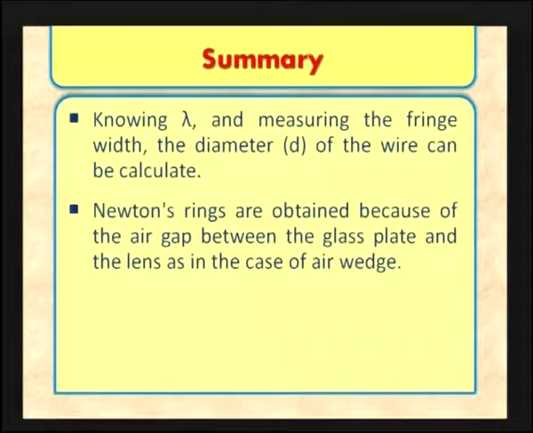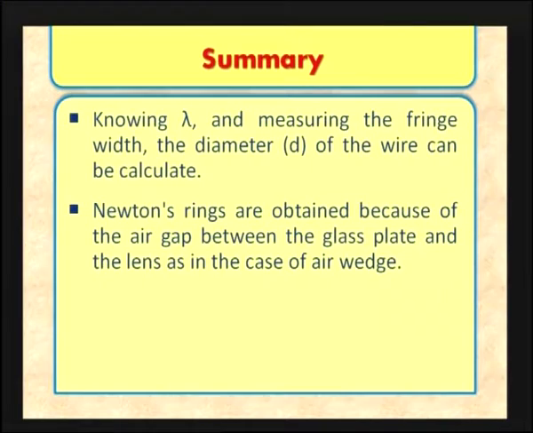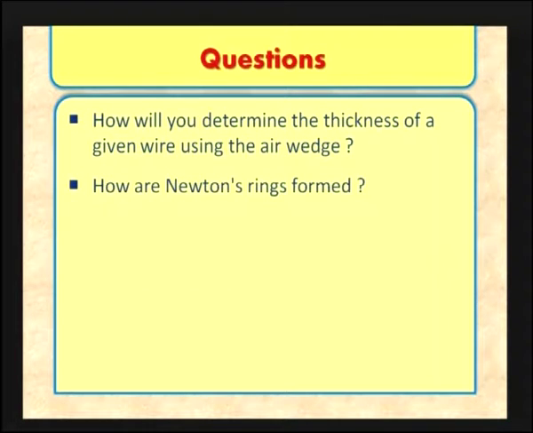Let me now summarize what we have understood from this lecture. The diameter of a thin wire can be obtained by knowing lambda and measuring the fringe width beta. Newton's rings are obtained, as in the case of the air wedge, because of the air gap that exists between the plano-convex lens and the plane glass plate. We will move on to the questions.